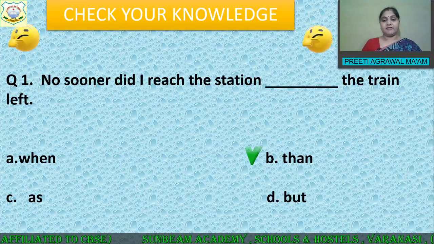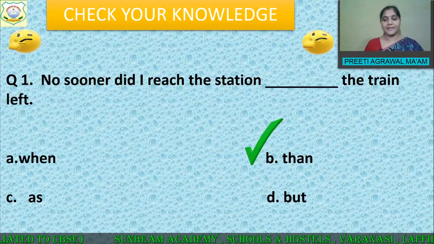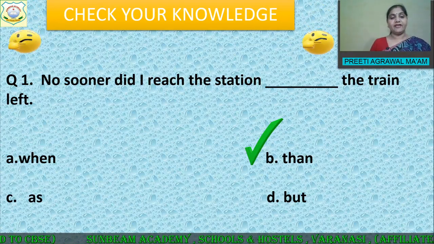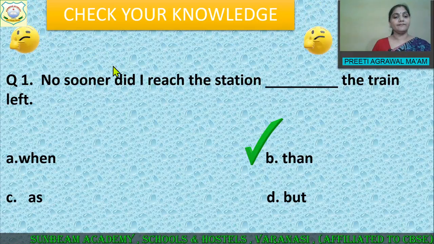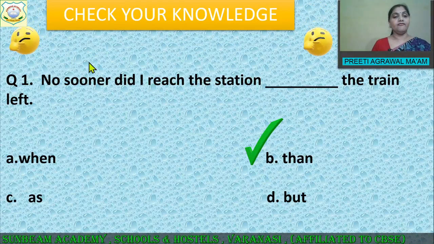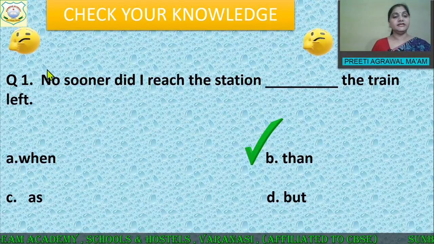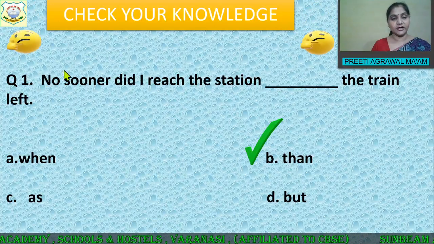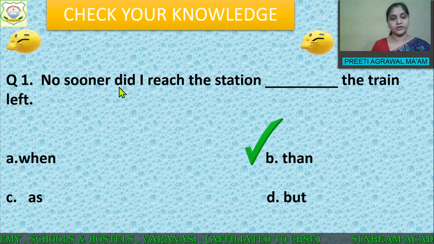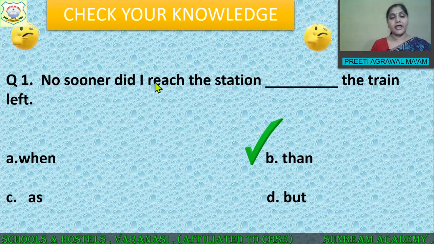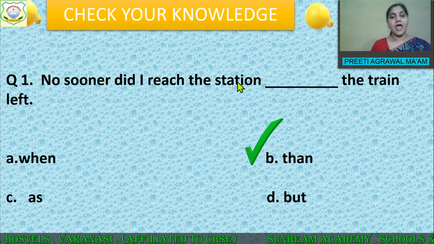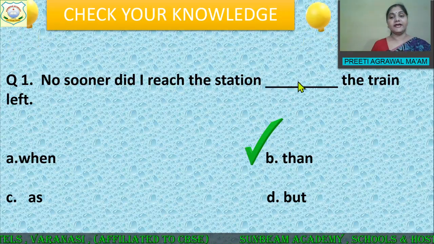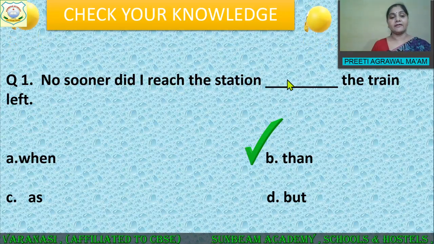Let's check our answer. Students, whenever we are using "no sooner," whenever we are using these types of sentences, we always write "did" just after "no sooner." And whenever we are using "did," we write the first form of the verb. And here we write our answer: "than."